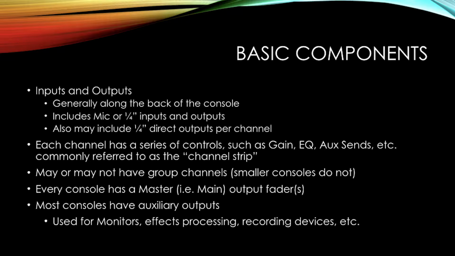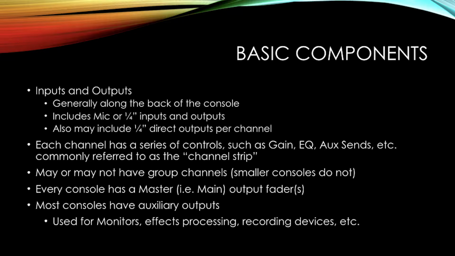Outputs, if you're talking about analog boards, most of the time they're 1/4-inch outputs. If you have a large enough board and if you spend enough money on it, sometimes you'll have XLR outputs. But basically, those are your 2 types of inputs and outputs. Each channel on the board, each input on the board will have its own channel strip, which will have gain, EQ, auxiliary sends, pan, and fader on it. Those you'll typically find on every soundboard you have, regardless of how big it is.